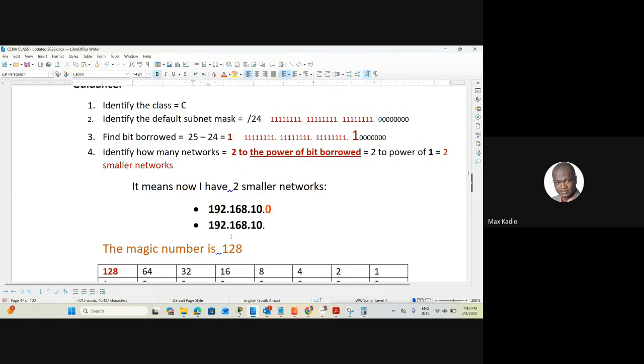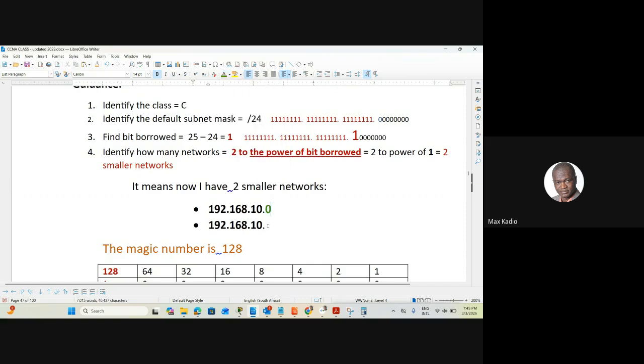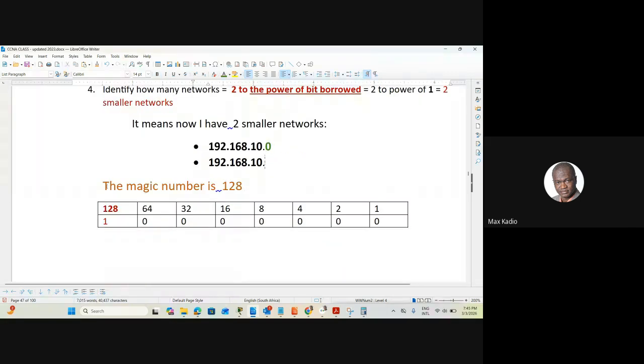It's like that. Now the second network, to find it, I'm going to put it below. The second one for my second net, so I did find my first network, 192.168.10.0. How to find the second one? The 4 block here. To find it, we're going to use something called the magic number.